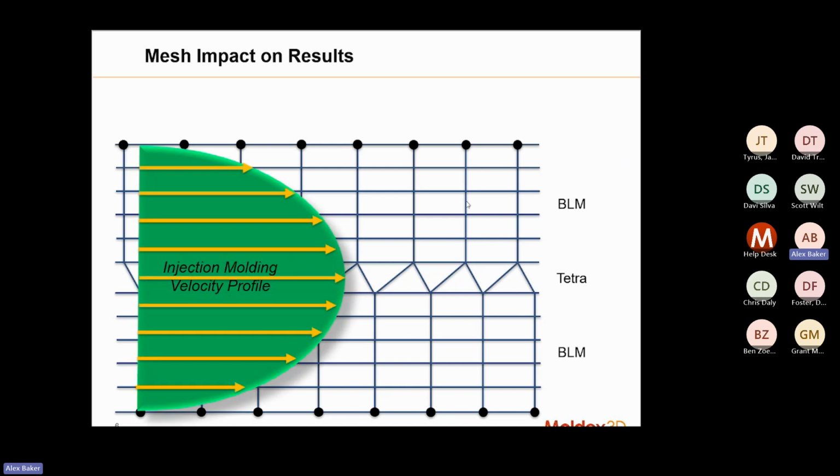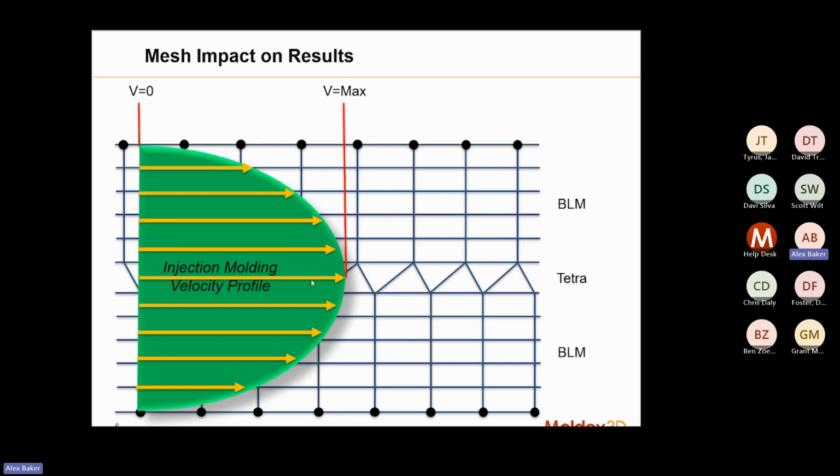And that's really good because these boundary layer elements are actually used to calculate a majority of the information. Let's look at the injection molding velocity profile. Plastic follows what's called fountain flow, which is kind of like a parabolic velocity profile where the velocity is highest in the middle of our part cross section and 0 on the mold surface.